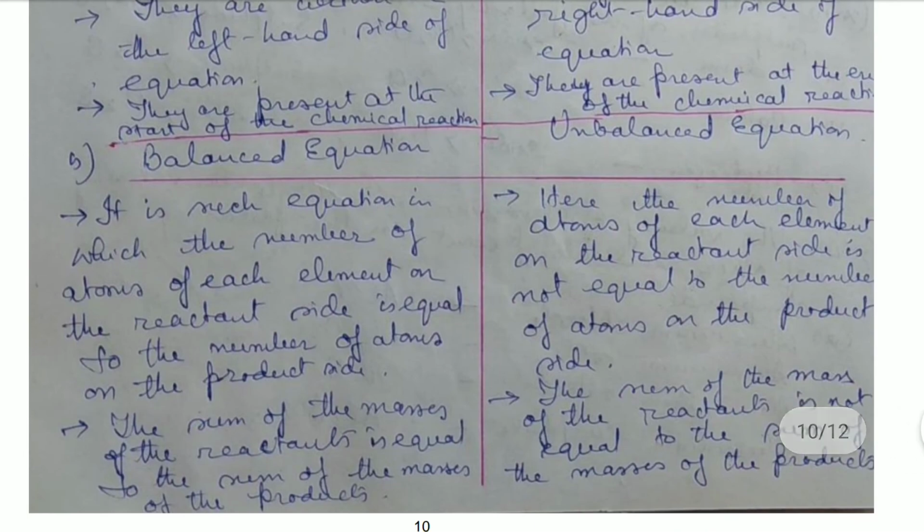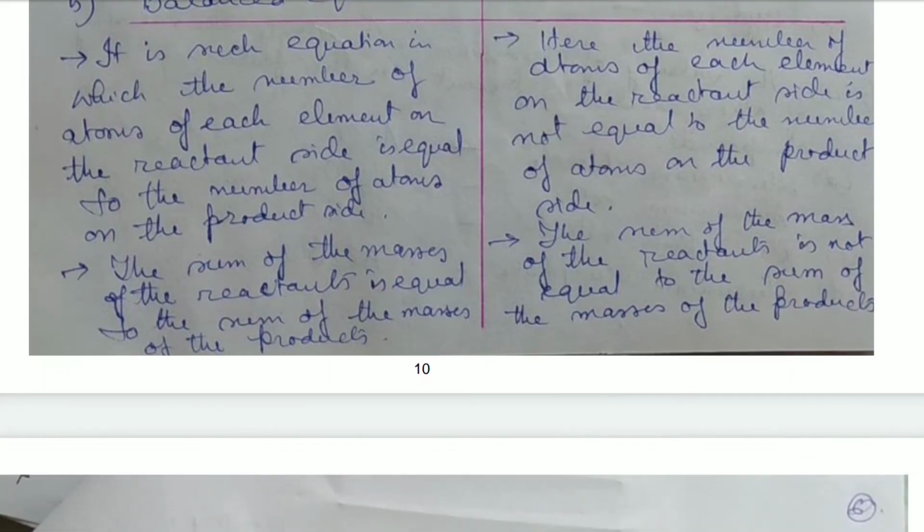Now the difference between a balanced equation and an unbalanced equation. A balanced equation is an equation in which the number of atoms of each element on the reactant side is equal to the number of atoms on the product side. Whereas in an unbalanced equation, the number of atoms of each element on the reactant side is not equal to the number of atoms on the product side. The sum of the masses of the reactants is equal to the sum of the masses of the products in case of a balanced equation, whereas in an unbalanced equation, the sum of the masses of the reactants is not equal to the sum of the masses of the products.